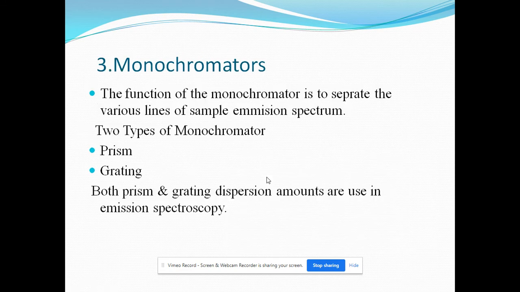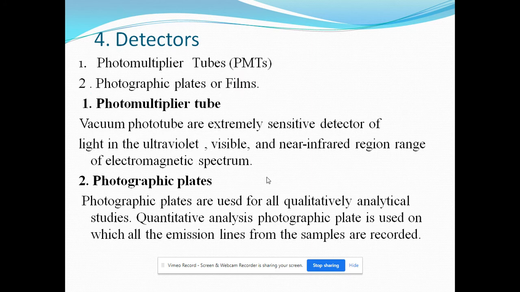Monochromator. The function of the monochromator is to separate the various lines of the sample emission spectrum. There are two types of monochromator, prism and grating. Both prism and grating dispersion are used in emission spectroscopy. Detector. There are two detectors I mentioned: photomultiplier tubes and photographic plates or film. Photomultiplier tubes, vacuum phototubes, are extremely sensitive detectors of light in the ultraviolet, visible and near infrared range of the electromagnetic spectrum. Photographic plates are used for qualitative analytical studies.